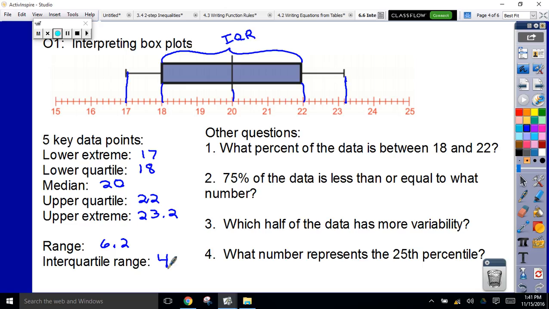Here are some other kinds of questions we might be asked. What percent of the data is between 18 and 22? So it's saying, what percent of the data is between here and here? Do you remember yesterday we talked about how this is divided into percents? What do you think, Travis?